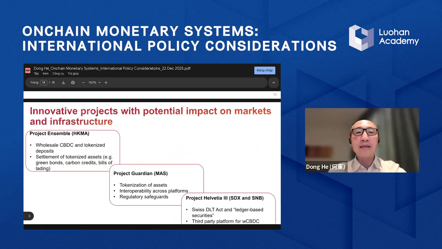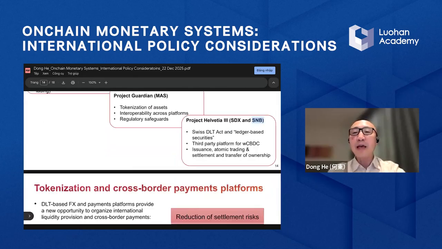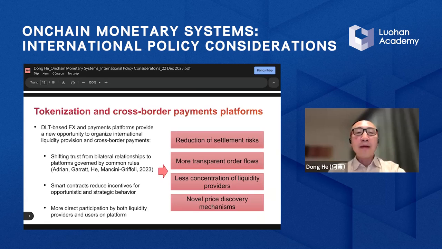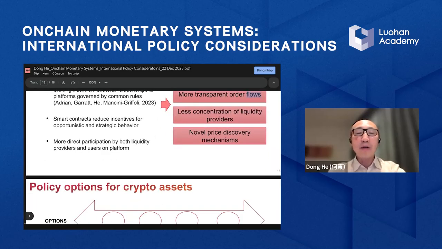So there are many experiments. I'm not going to talk through these given the time limit. For example, HKMA is having a very nice project in the form of Project Ensemble. MAS, by the way, Asia Pacific leads the world, and these financial centers are doing fantastic experiments. Of course, I need to mention that in Europe, we also have Switzerland, Project Helvetia, and the tokenization cross-border platforms, of course, in the form of mBridge, that's one of the most successful projects. Central banks have done much, and of course, Project Agora, being coordinated by the BIS and IIF, is also still ongoing.